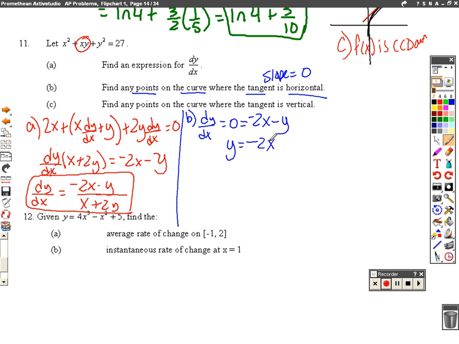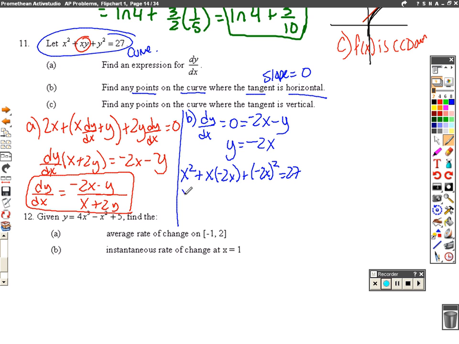Let me repeat that. Sorry, bring the y over, negative 2x on that side. So we're going to go back to our curve. And this is the formula for our curve, right? And we're going to replace all of our y's with negative 2x's. So we have x squared plus x times y, which is now negative 2x, plus y squared, so this is negative 2x squared, equals 27. And we're going to solve for it.